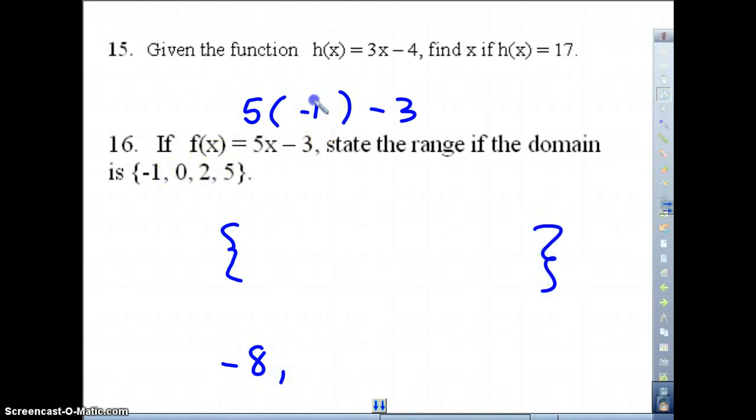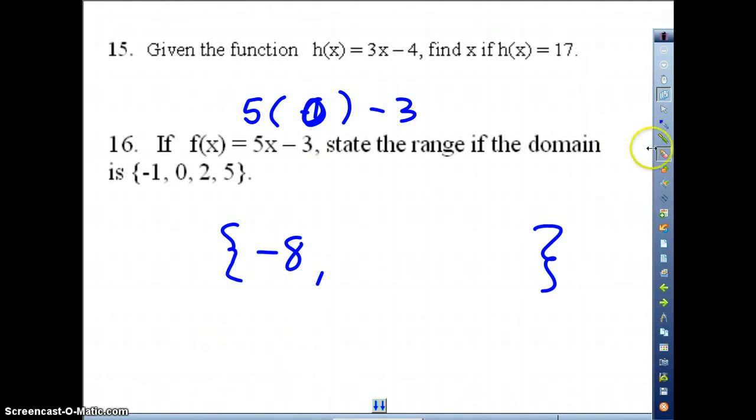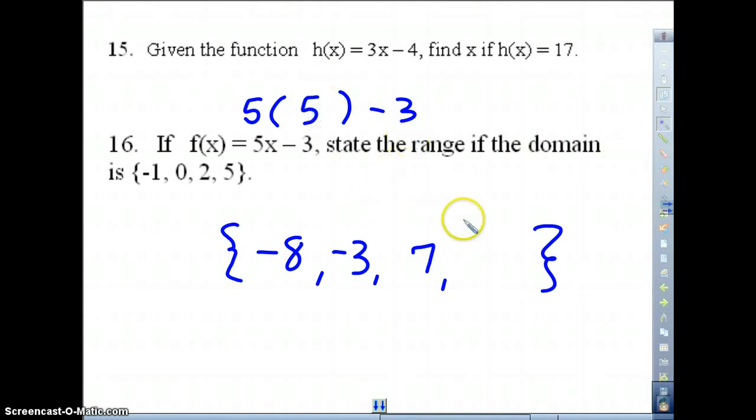Let's put in a 0. Pop in a 0 right there. You know what? This is going to be a numerical order, isn't it? 0 times 5 is 0. What's 0 subtract 3? -3. Let's put in 2. 2 times 5 is 10. 10 subtract 3 is 7. And then let's take that out and pop in a 5. 5 times 5 minus 3 is 22. And we've got this in set notation. I think I would just add that in the front so we know it's the range. Okay? We're good on that one.